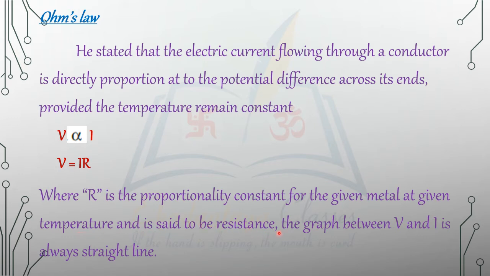So resistance is first represented as a proportionality constant, given at a particular temperature, and it is said to be the resistance. The graph between V and I is always a straight line, as Ohm showed in the previous slide. I showed graph C.